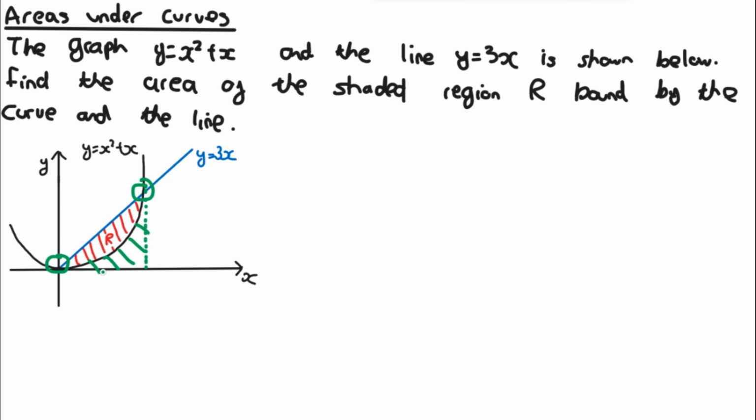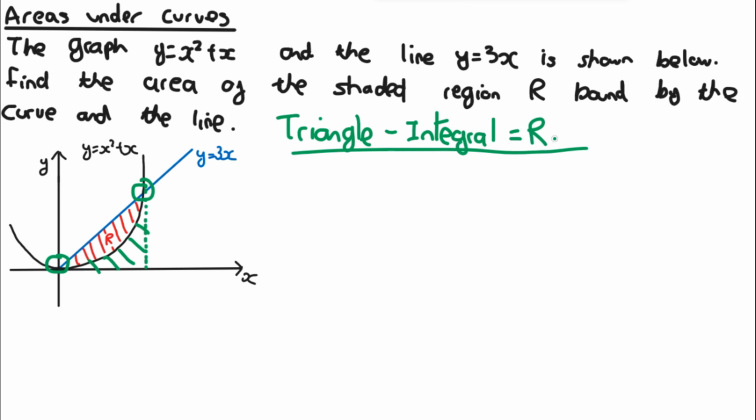And you might be able to notice at this point that we have a really nice triangle here. It's quite simple. So hopefully we should be able to figure out the area of it. And this triangle is made up of R and the integral. So to find R, we just do the area of the triangle, and then minus the integral. And this will give R. So now we have our starting point, so let's work from here.